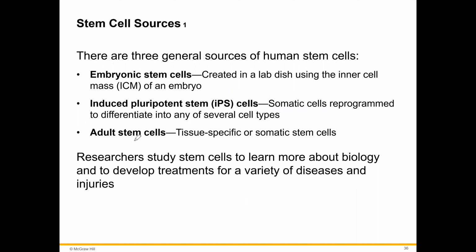Then adult stem cells, they are tissue specific or somatic stem cells. Those are found almost in every organ of your body, and they are specific to the tissue where they reside, right? So three types: embryonic stem cells, induced stem cells, and adult stem cells. Researchers study stem cells to learn about biology and to develop treatment for a variety of diseases and injuries.